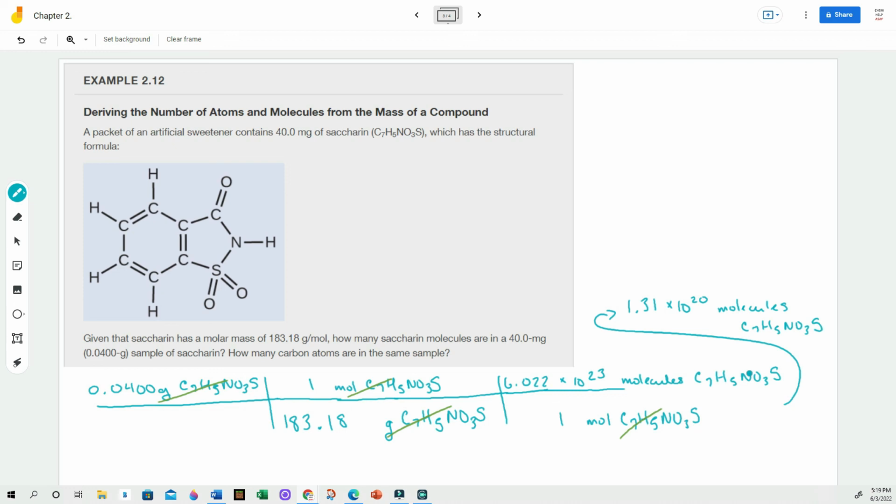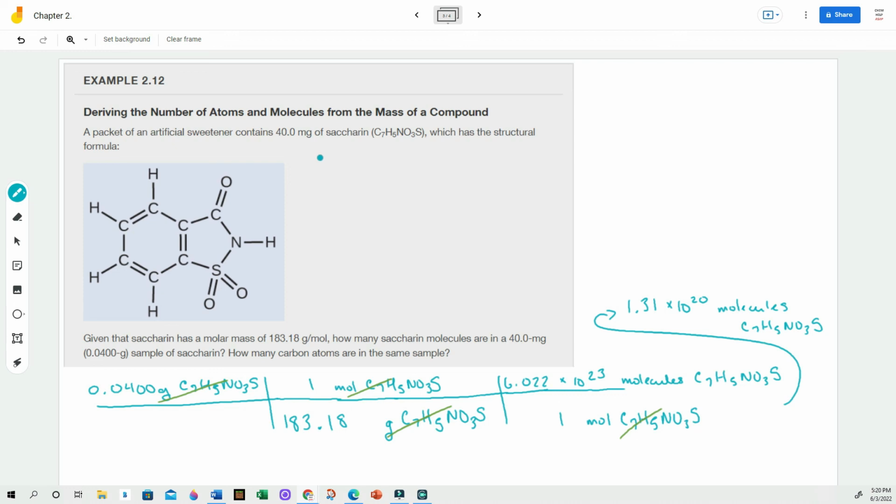All right, so that is the first part done. Now the second part asks us how many carbon atoms are in the same sample. Okay, so we're going to take our molecules and figure out how many carbon atoms. Well, this is where it's really helpful to have the molecular formula, or of course they gave us the structure too. So in one molecule of saccharin, there are 7 carbon atoms. So for each molecule that we have, we're going to get 7 carbon atoms. So that is our conversion factor to go from molecules of saccharin to atoms of carbon.